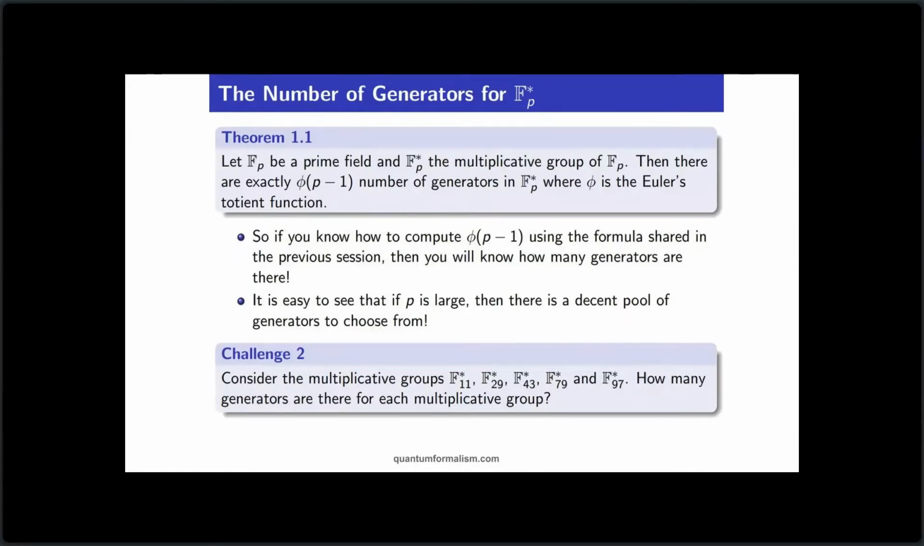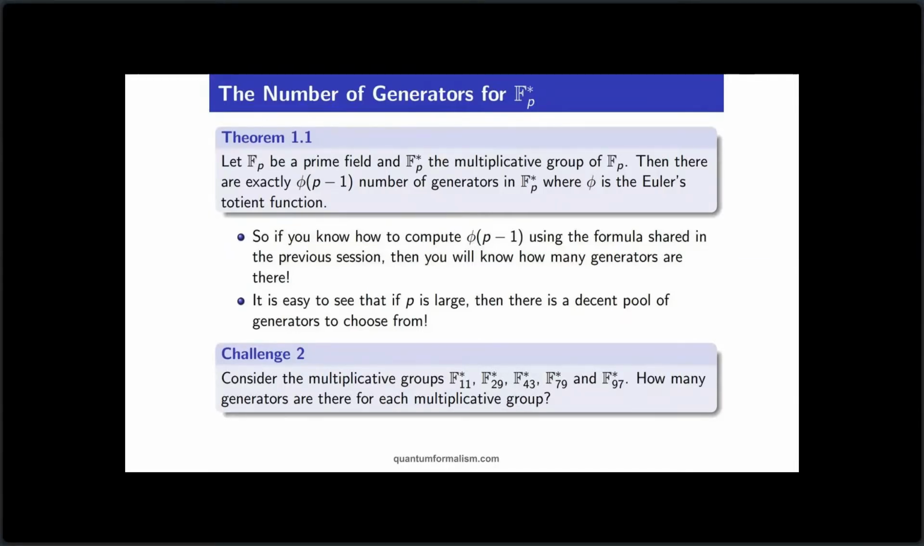Now, to keep you practicing, I'll give these examples. Maybe two of them are more or less toy. The other ones start to be a little bit complicated. So the question is, consider these multiplicative groups: F11 star, F29 star, F43 star, F79 star, F97 star.